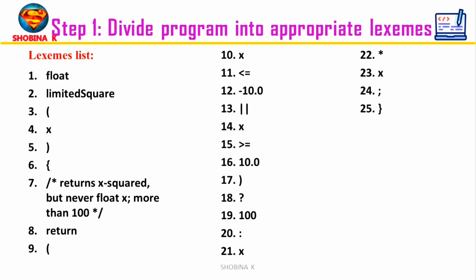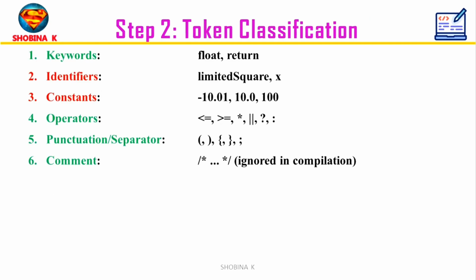For the comment lexeme, we have /* */. Inside the comment: returns x squared but never float x more than 100. Remember, comments are also considered as lexemes, but the compiler ignores them after lexical analysis. They don't get any token or lexical value. And the second step is lexical values or attributes.